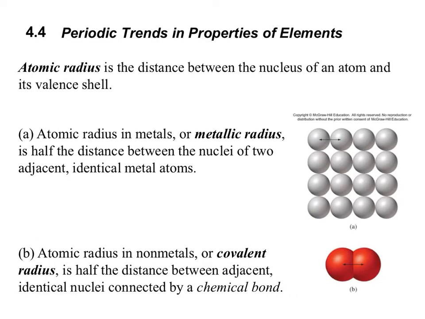Periodic trends in properties of elements. Atomic radius is the distance between the nucleus of an atom and its valence shell. Atomic radius in metals, or metallic radius, is half the distance between the nuclei of 2 adjacent identical metal atoms. Whilst atomic radius in nonmetals, or covalent radius, is half the distance between adjacent identical nuclei connected by a chemical bond.